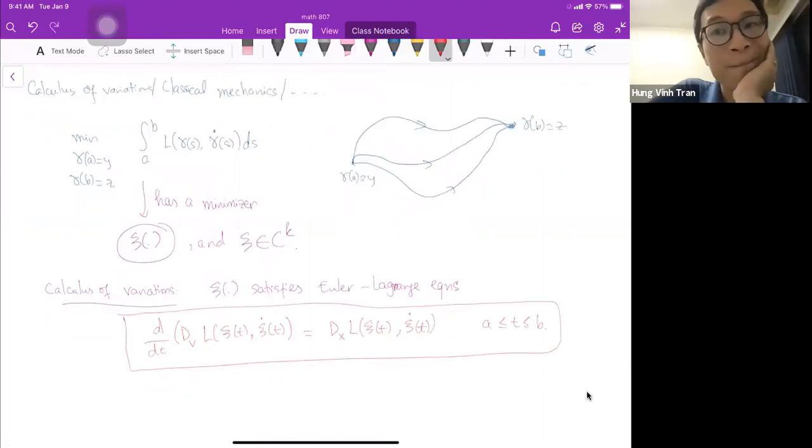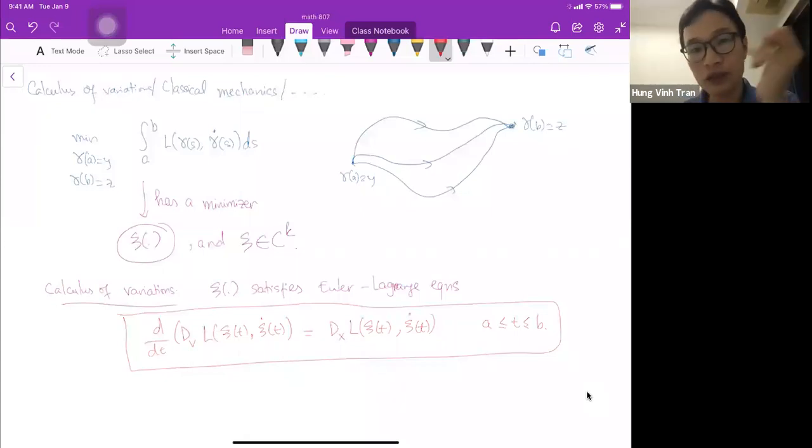I'll come to the example in a moment. Now, what's the deal here? What I meant is that we can go from... this is the Euler-Lagrange equation. It's very famous in many different fields: calculus of variations, physics, optimal control, PDE.